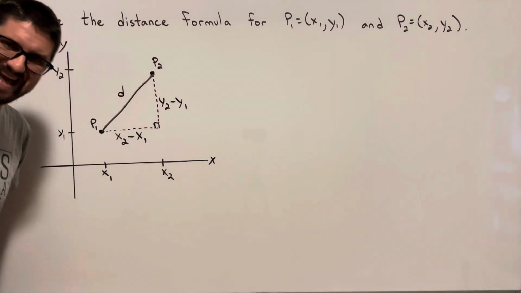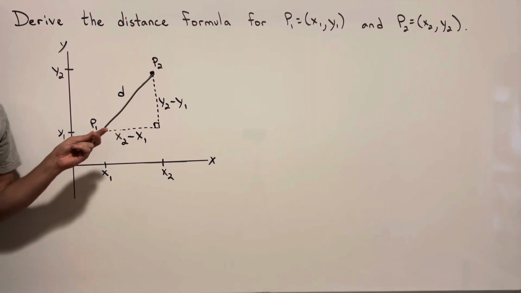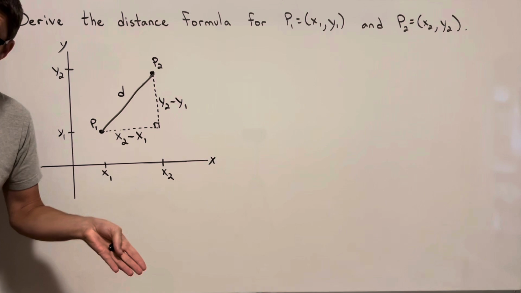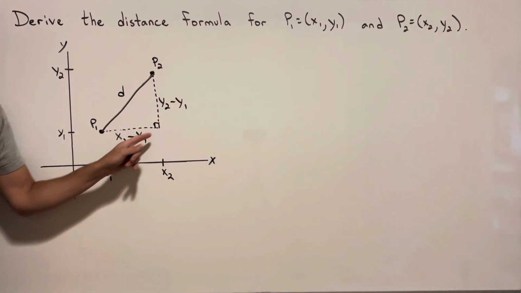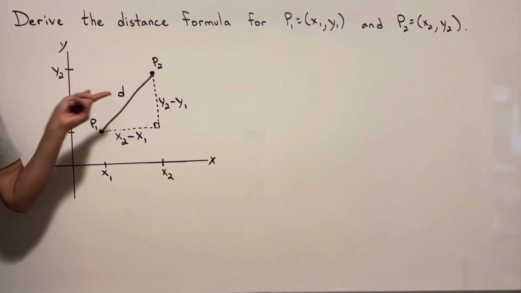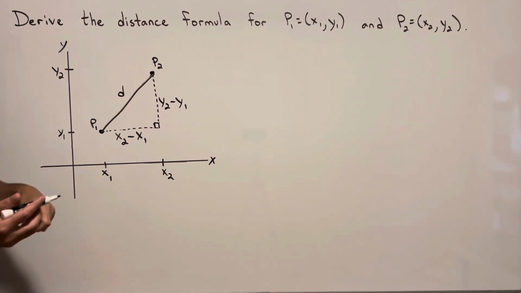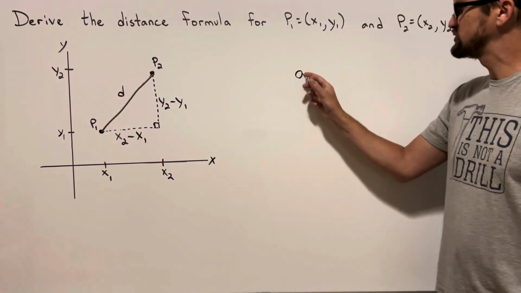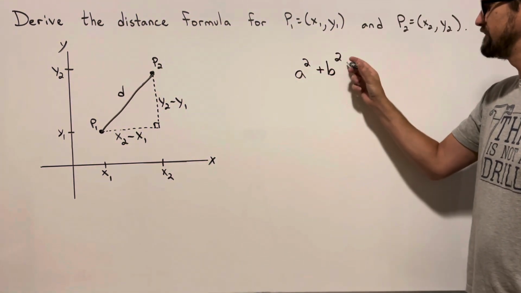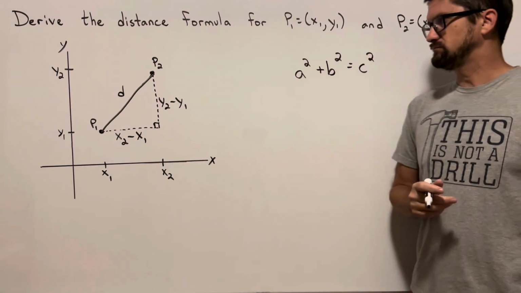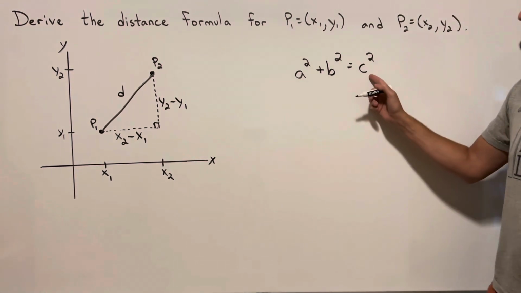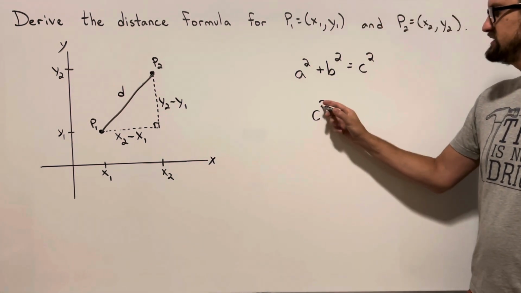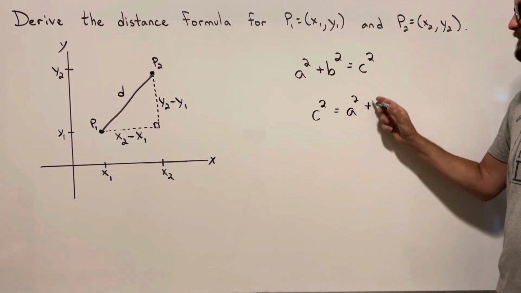Now the reason I did that is because for right triangles, we can use the Pythagorean Theorem, which is a squared plus b squared equals c squared, where a and b are the two legs of the triangle, and c is the hypotenuse, which is d in this case. So if you use the Pythagorean theorem for a right triangle, a squared plus b squared equals c squared, since I want to solve for d, and I know d is going to be in the hypotenuse c location, let's switch it around. So I have c squared equals a squared plus b squared.